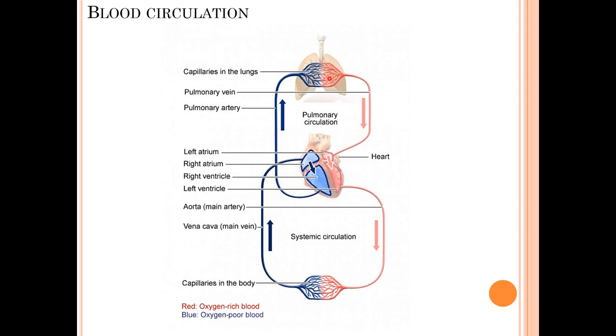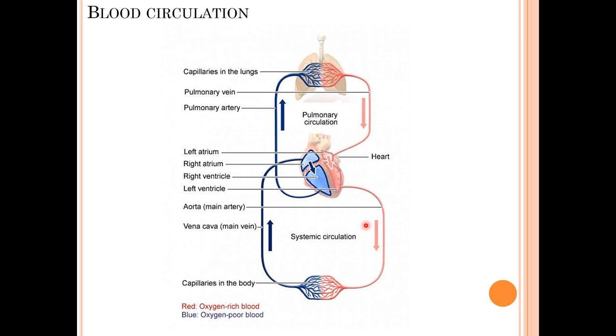In the lungs, the blood gives off carbon dioxide and takes oxygen, and it returns as oxygen-rich blood to the left side of the heart. The left side of the heart is responsible for pumping the oxygen-rich blood to all the body, to the tissues, and this cycle repeats again.